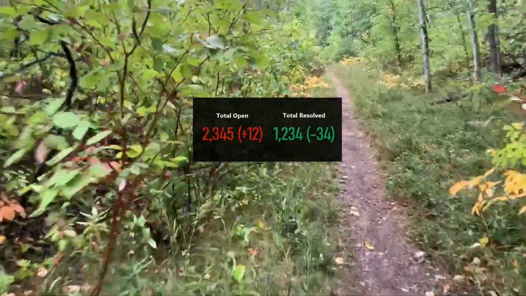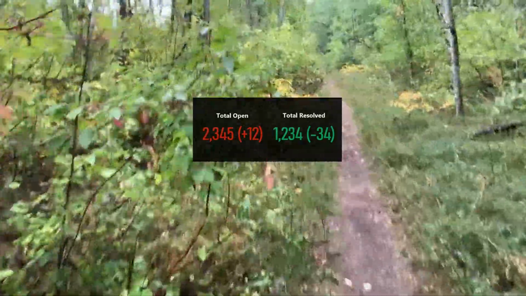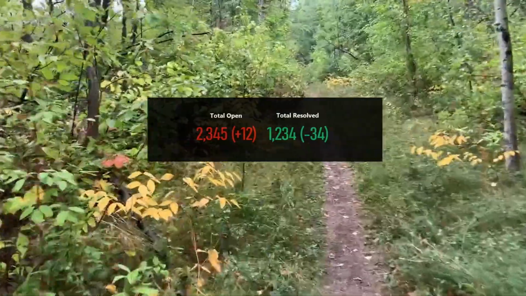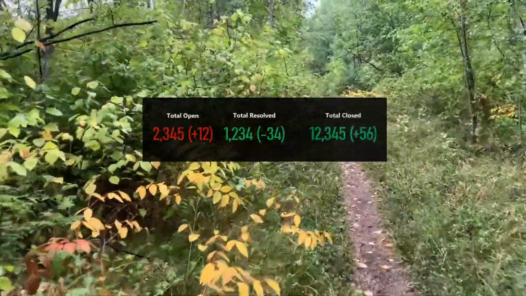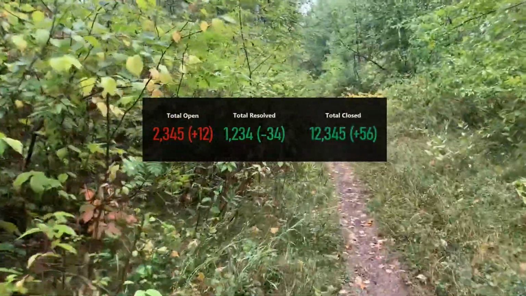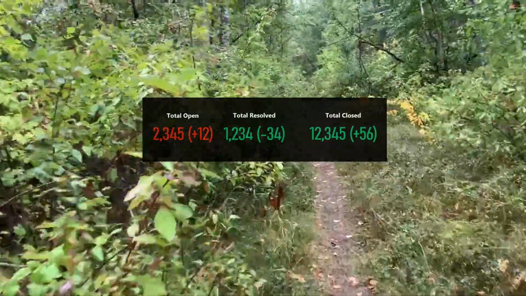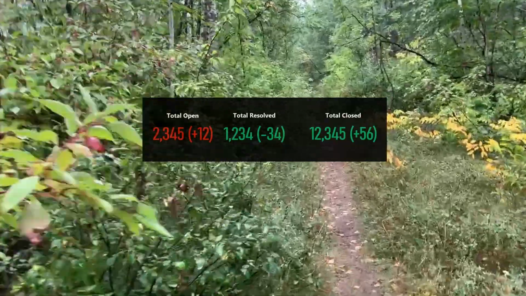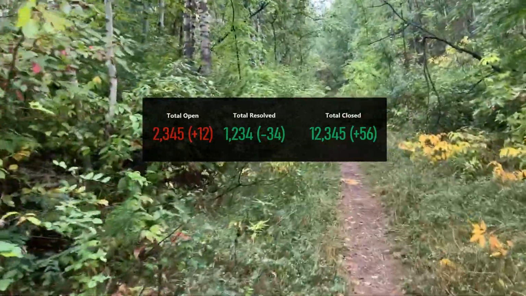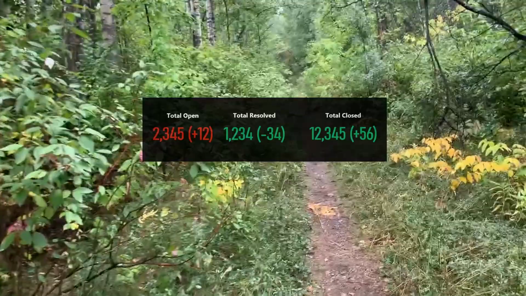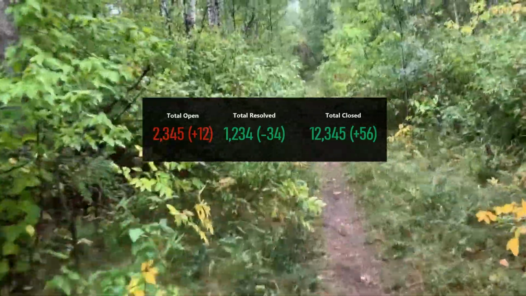Not as important as resolved and opened, but still interesting to see is the total number of closed. So this is the total number of bugs that have been filed, resolved, and closed. They may not have been fixed, but they've been closed through some means. This isn't as important as the other two, as I said, but something that people are going to be very interested in on your project. So as long as you're providing the other two numbers, you might as well provide this one as well.